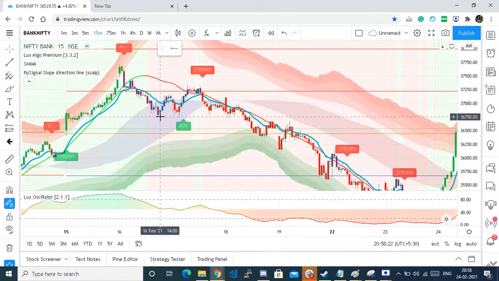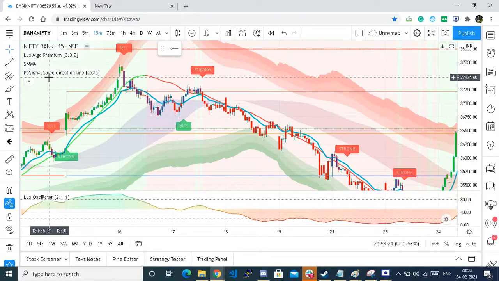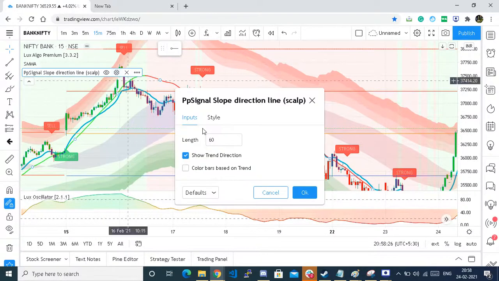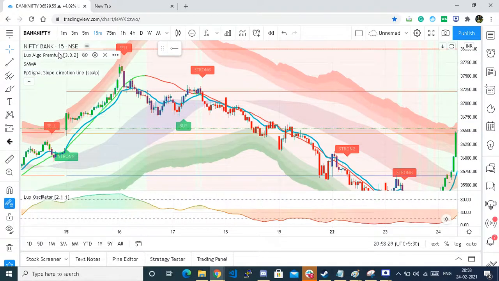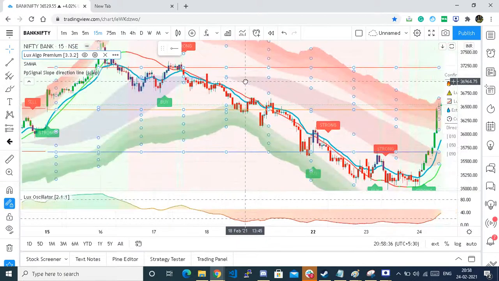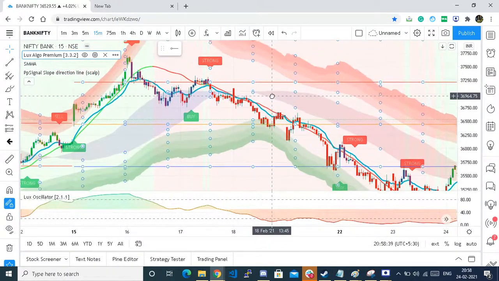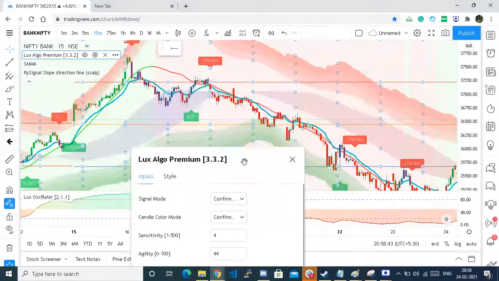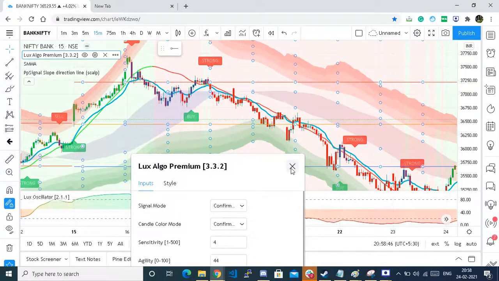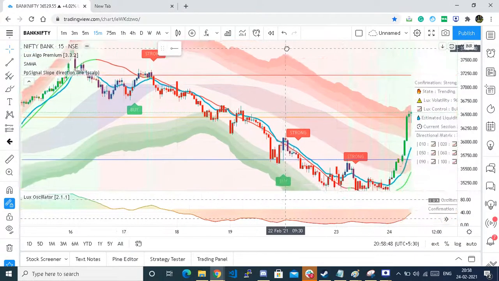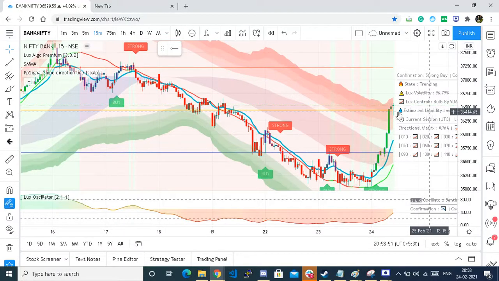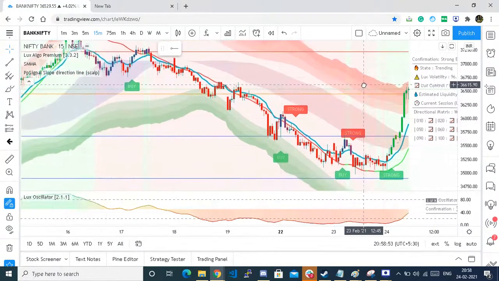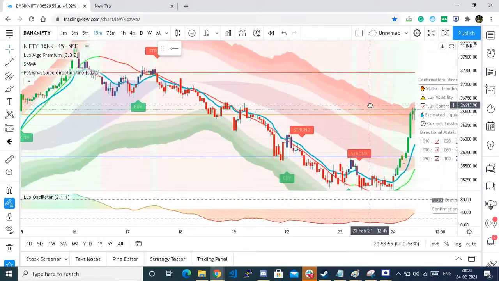So first you need to understand how to set the settings. I actually change the settings according to the market condition. Here you can see probably this is the best setting that I've been using, 4 and 44. Depending on market condition, if the market is range bound, you may have to change the settings accordingly. But so far it has been doing really good for me.